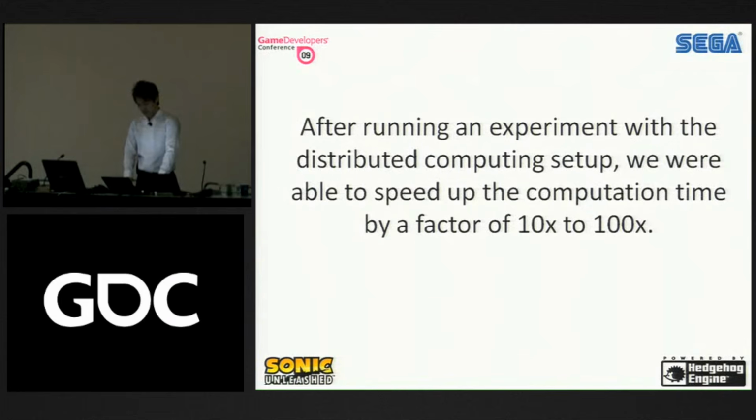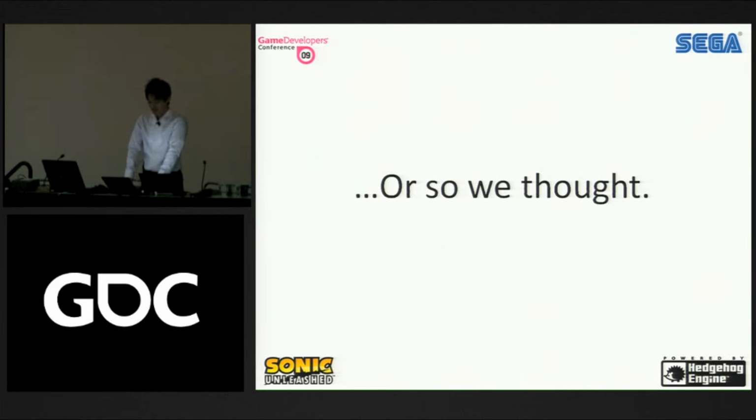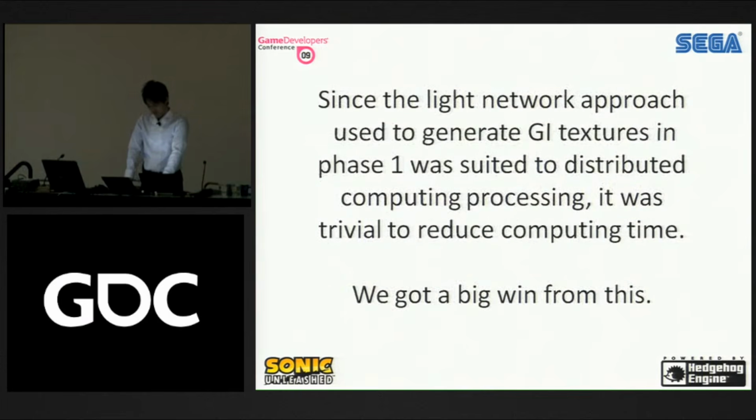GI texture and light field are very heavy calculations, but PVS and other really expensive calculations were done with the same system as well. As we looked at this as a more distributed process system, we were able to cut down the amount of time to 1/10. So we thought, okay, if we set it up like that, we could do it in 1 or 2 evenings, but that wasn't actually the case.